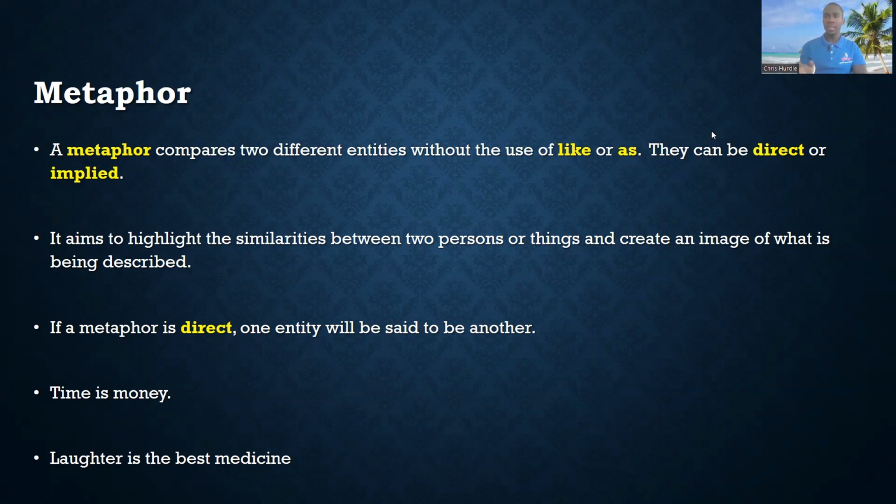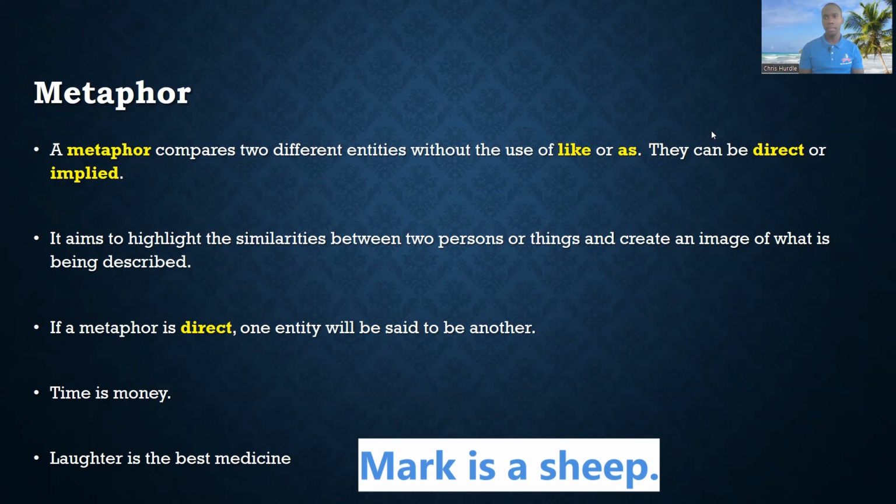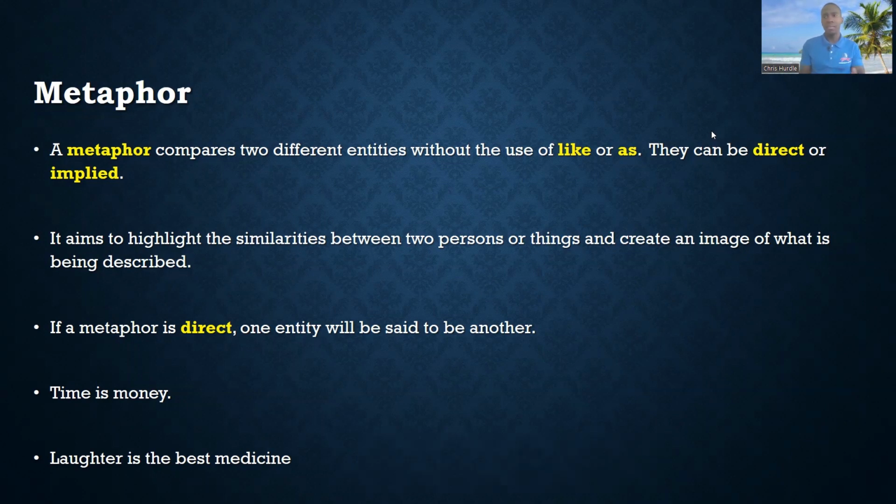Entity one will be said to be entity two. And you would realize that they both would have something in common. It's not going to be explicitly stated, but you will know that these two are similar. Otherwise, there will be no way that one thing can be said to be another. Another example, if I say Mar is a sheep, in order for me to say that, they have to have something in common. Okay, so let's look at a sheep. On what grounds can they be similar? Okay, so a sheep, we know sheep follow.